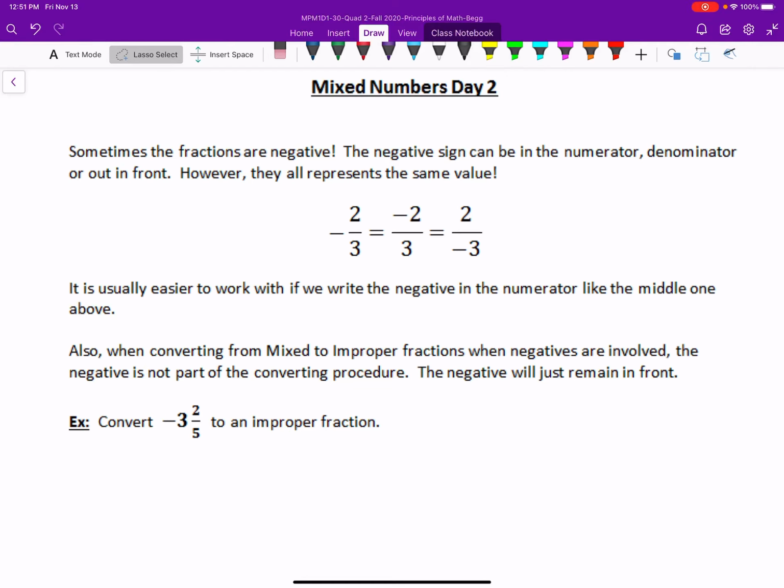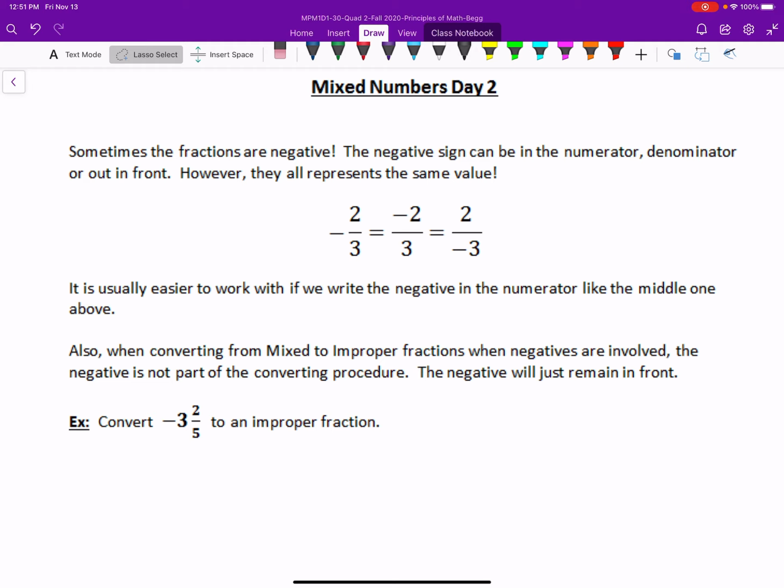In this second lesson on mixed numbers, we're going to carry on with a couple of pointers for specific situations that we didn't get to talk about in the last video. So it's just a continuation. First of all, how to deal with negative fractions.